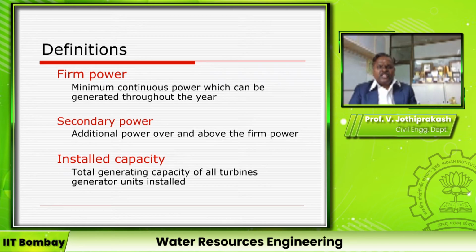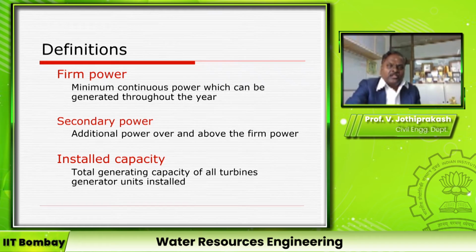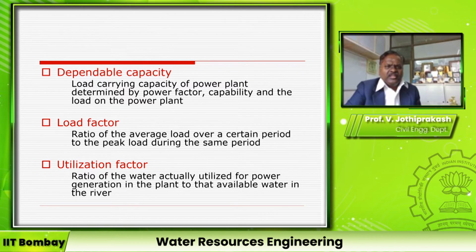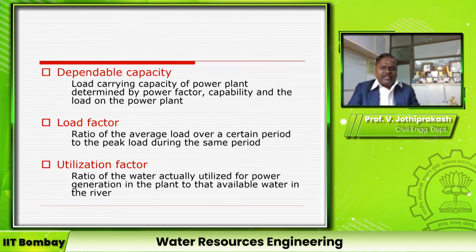Secondary power is the additional power that can be generated over and above the firm power. Installed capacity is when all the turbines are working at their full capacity. That is the total generating capacity of all turbines in the powerhouse. These are all certain names which you will come across in the day-to-day life of hydroelectric power plant production. Then dependable capacity is the load carrying capacity of the power plant. Right? It is determined by power factor, capability of the load of the power plant. So dependable capacity is how much power we can depend on this powerhouse.